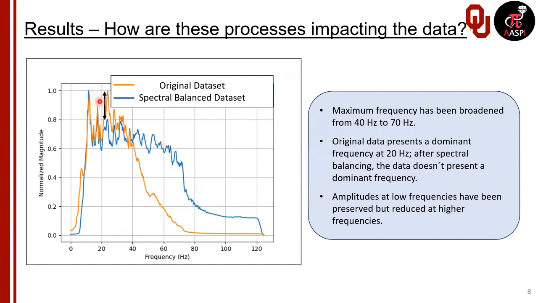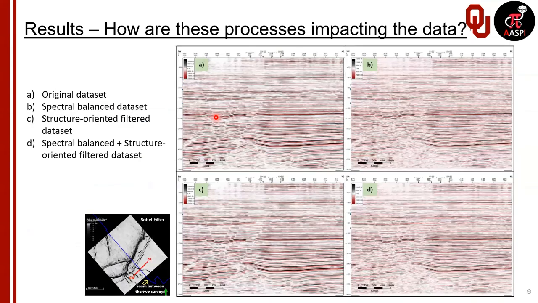Here we can see what the effects of spectral balancing are. We have a reduction in the values of the amplitudes, and we can see that we don't have any dominant frequency after spectral balancing. So let's see how it looks in the seismic data. Let's go see the results.